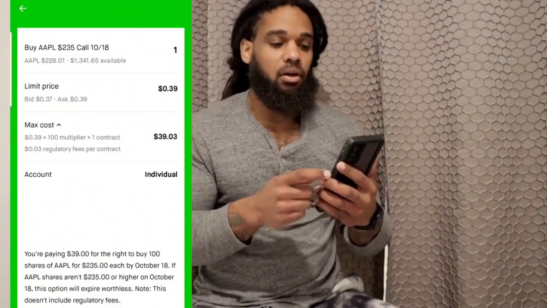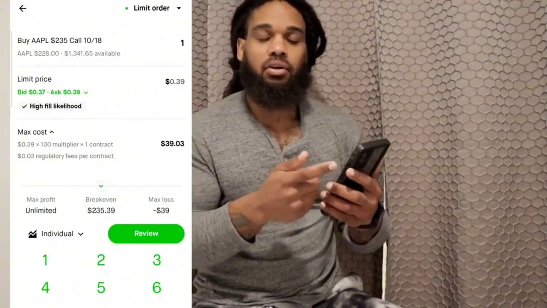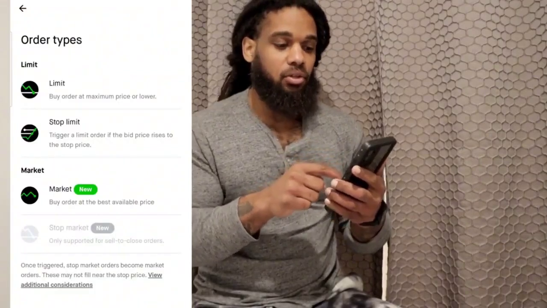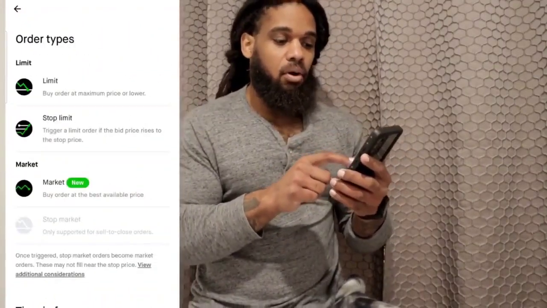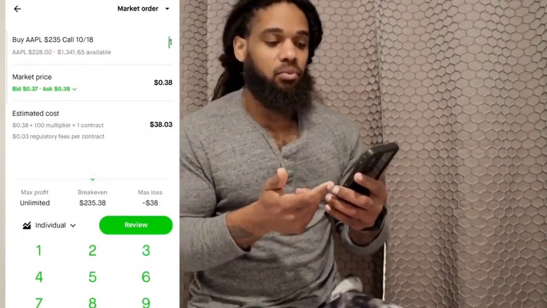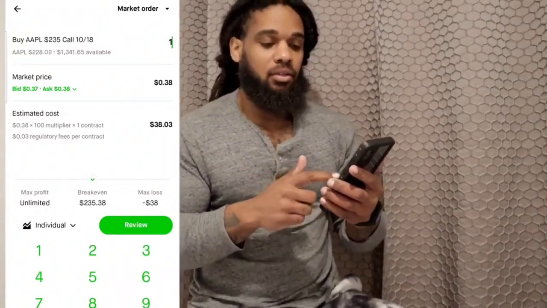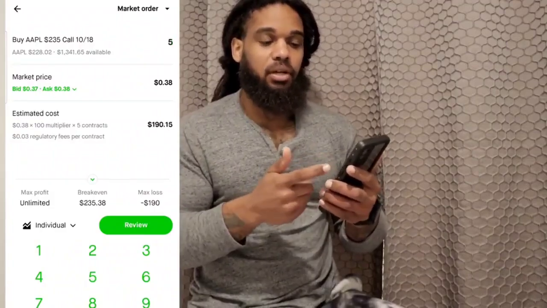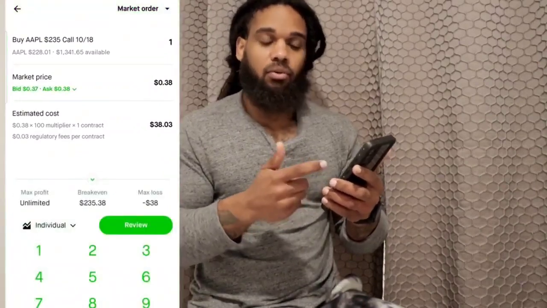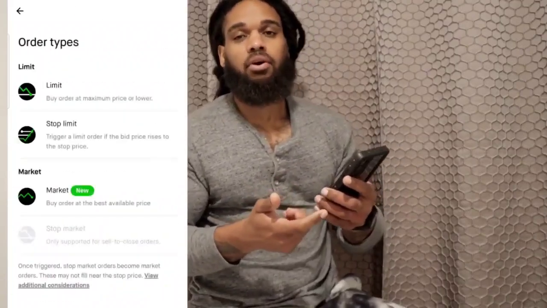Now you have something called a limit order and a market order. In order to choose limit order or market order, you press this button up here, and then you can go to limit order or market order. Market order is pretty much where it's at, where people are asking for that specific price for the stock. So you can't adjust, you just enter the number of contracts you want to get in, 1, 2, 3, 4, 5, or so on, and then you press review and swipe up. It's going to get you into the trade at that specific market price.